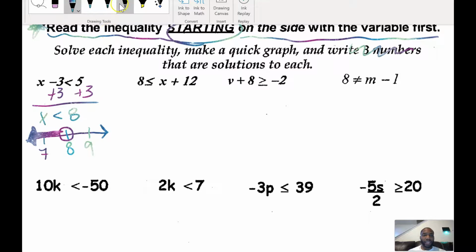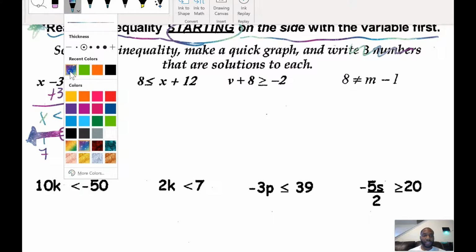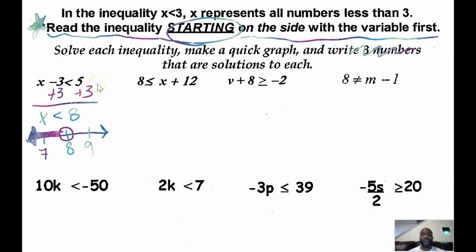And so any number that's a solution that is less than 8 is a solution. So 7, -5, -384. All of those numbers are solutions.